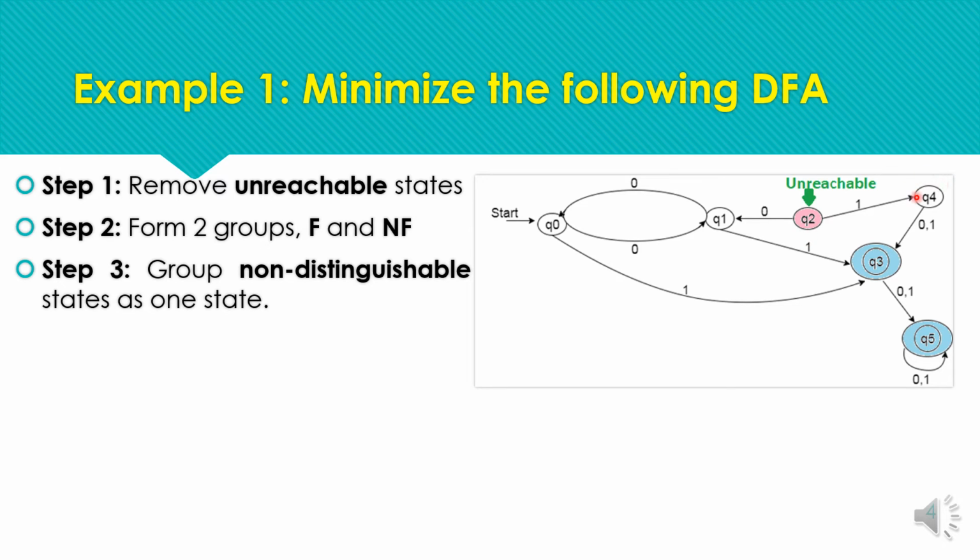Next, Q4 is the only state having an incoming transition from the Q2 state, and as Q2 was declared an unreachable state, after Q2 we can also declare that Q4 is an unreachable state, because it has incoming transitions from Q2 only, and Q2 is the unreachable state. So we can remove these two states from the DFA.